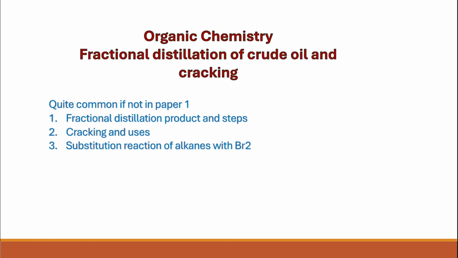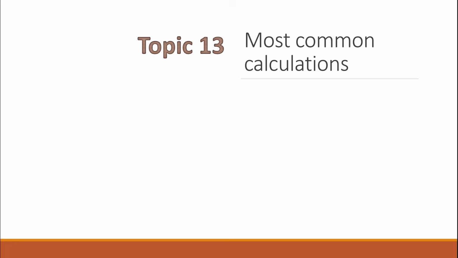Fractional distillation: the products and steps, how to do the fractional distillation, the different products, their uses, and all of that. The cracking: conditions of catalytic cracking and the uses of the cracking products. Substitution reaction of alkanes with bromine under UV light, to give the halogenoalkane and to give hydrogen bromide. So these questions come in paper two if they were not in paper one.